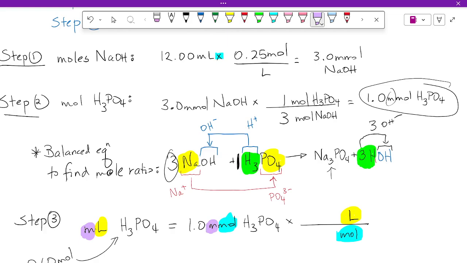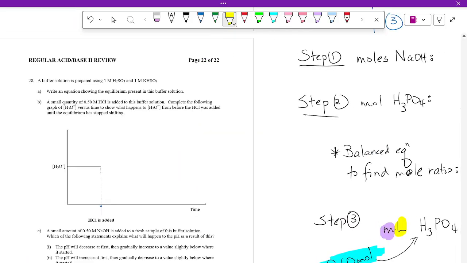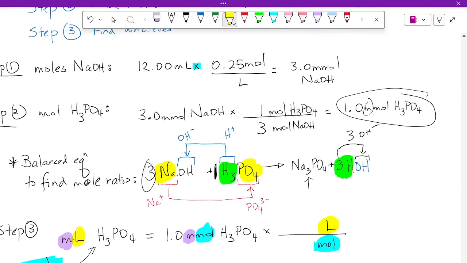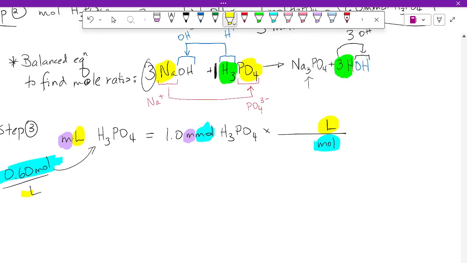And we know, oh, hey, look, we know the moles per liter. Okay, come back here. We know the moles per liter. So 1 liter is 0.60 moles. And we get whatever 1 divided by 0.6 is. 1 divided by 0.6 is 1.67, 1.6 repeater.